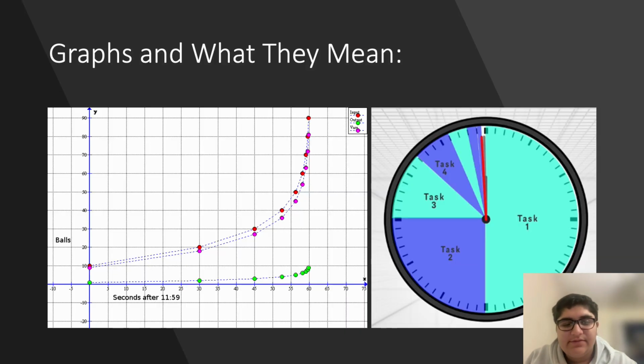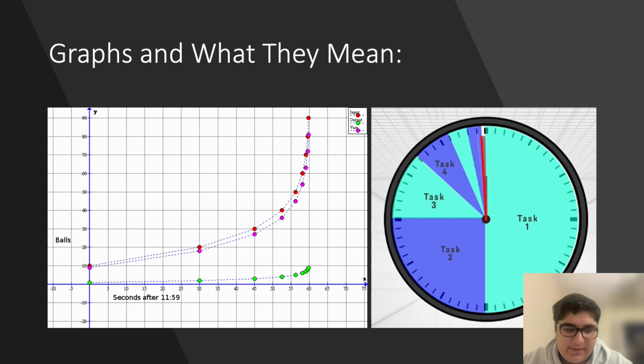So, these are graphs related to this problem, or paradox, if you suppose. The graph on the left side shows the balls being added before noon. This is kind of an exponential graph, where you can see right here from the red going up that it exponentially increases until the clock strikes noon at 60 seconds right here.